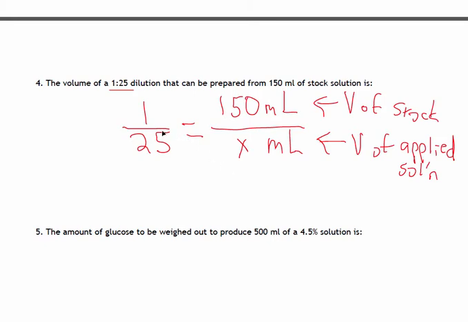So here we're going to cross multiply this, take your 1 times x, make that the left side of the equation, and then multiply 25 times 150, which will give you 3,750 milliliters.